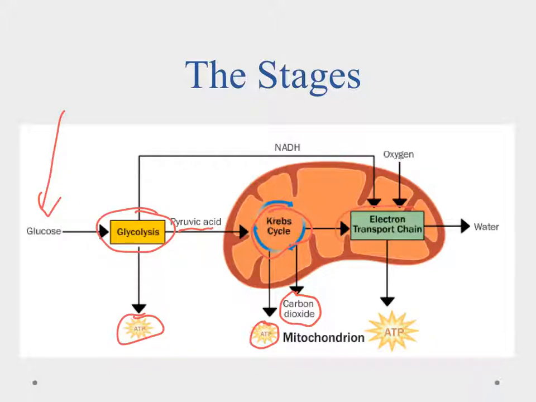But then it also goes through what we call the electron transport chain, and that's going to make the bulk of the ATP here. So let's break down these stages, and we'll take a look at them one at a time and see what's going on in each stage.